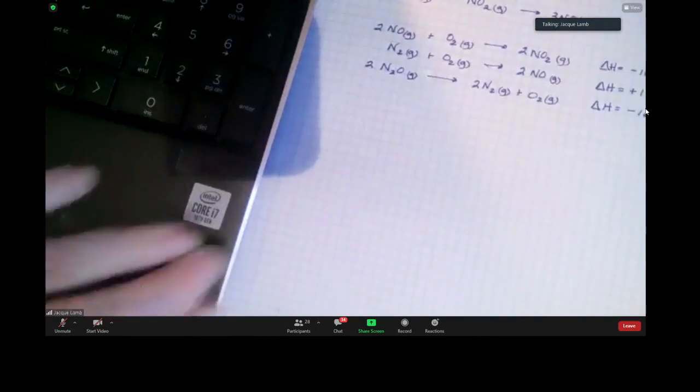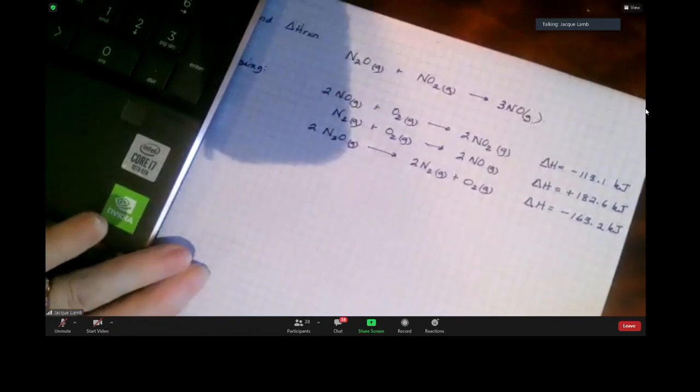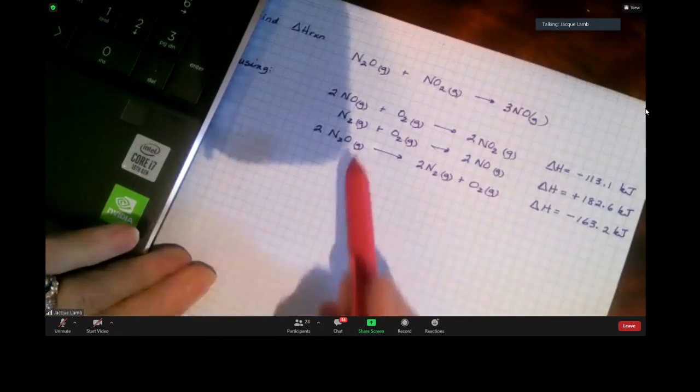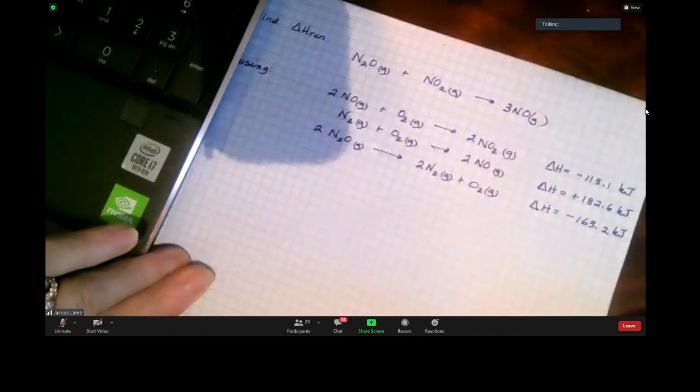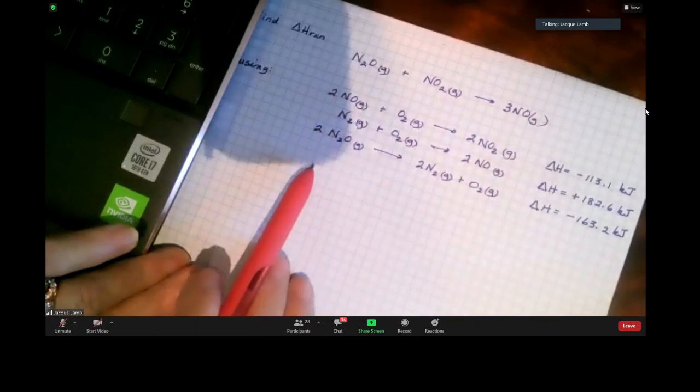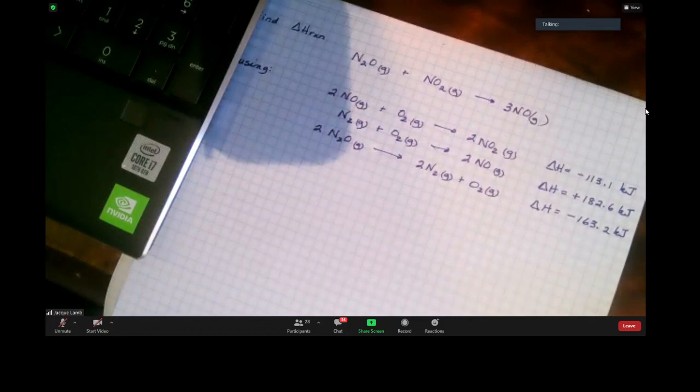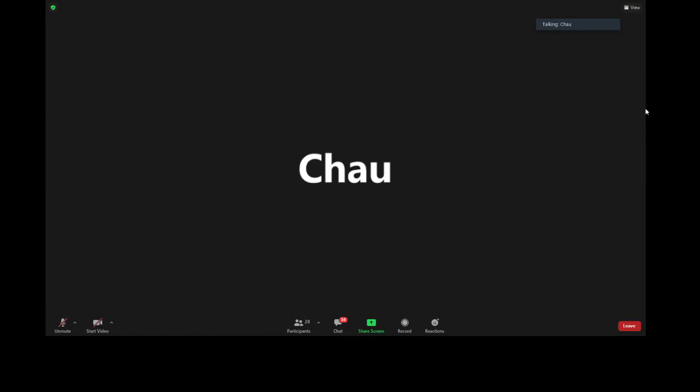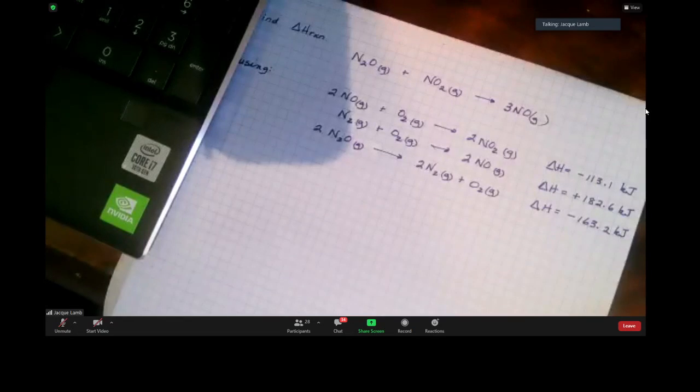I do have one other that I can show you. Here's another one. You could probably write this one down and challenge yourself with it. You need to calculate delta H for this reaction using these 3 equations. So this type of question is going to be on part 1 and part 3, right? It could be in part 1 or part 3. Oh, okay.